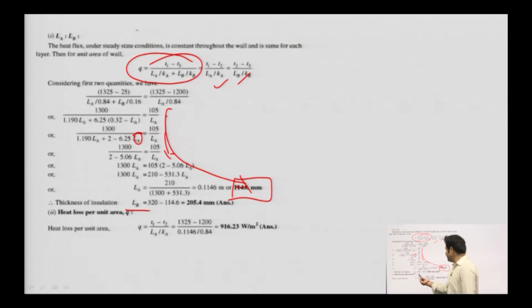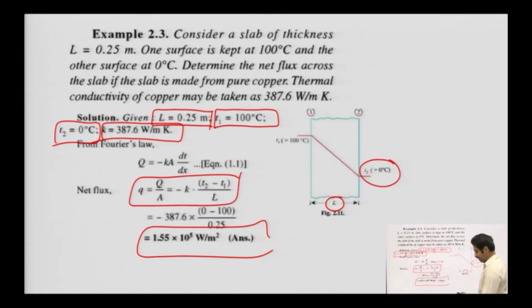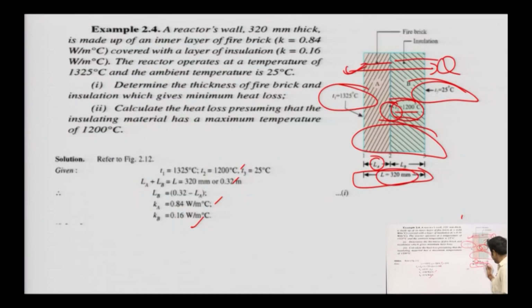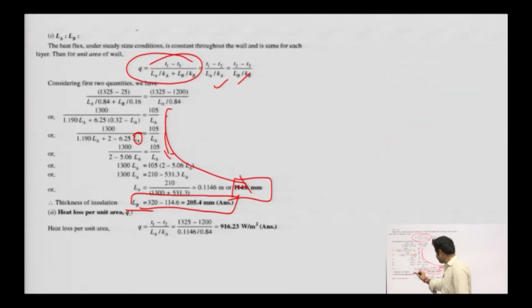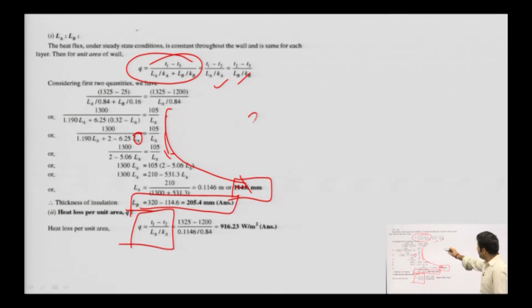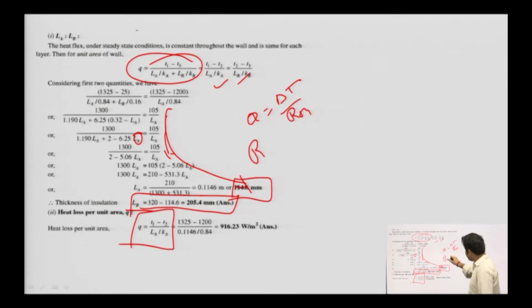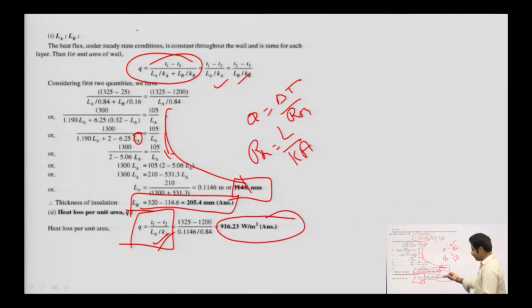And the thickness of the insulation will be 320 mm minus La, so you will get Lb, okay. So here it is Lb. Now for heat loss per unit area, you can take either the fire brick or the insulation part, and just apply Fourier's law. Here is Fourier's law, Q is delta T by RTH, okay. And we know that RTH for conduction is L by Ka. So here it is L by Ka, okay. So this is the thing.